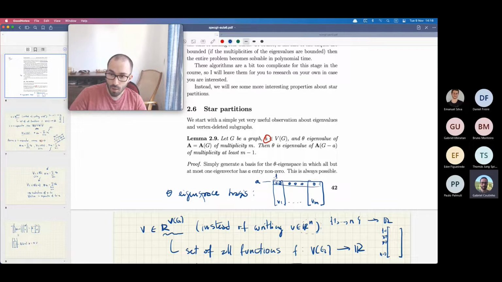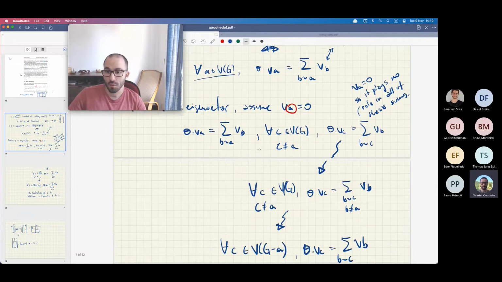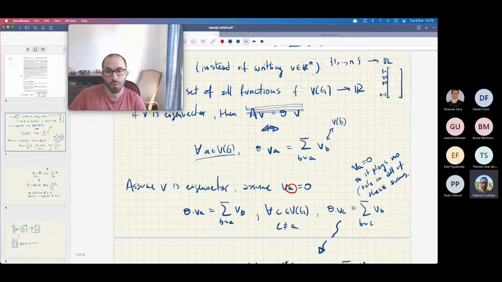I have one eigenvector with the A entry different than 0, and I have m minus 1 linearly independent eigenvectors with the A entry equal to 0, and therefore the multiplicity of theta as an eigenvalue of the vertex deleted subgraph is at least m minus 1. It could be that I also created a new thing from those, as I just showed, but all right, it's quite interesting. So this is one. I proved this right now in two different ways.